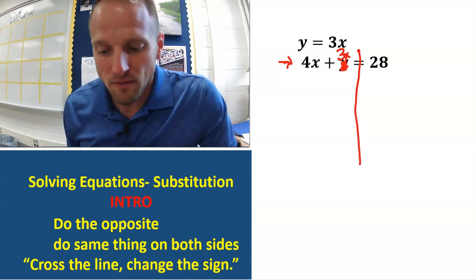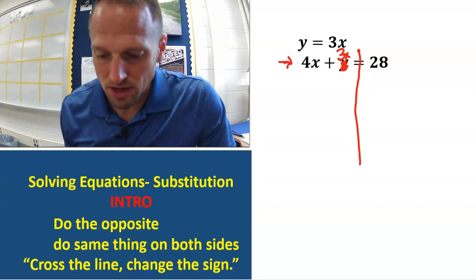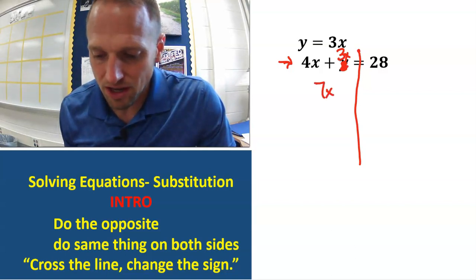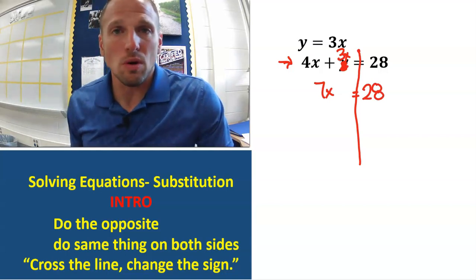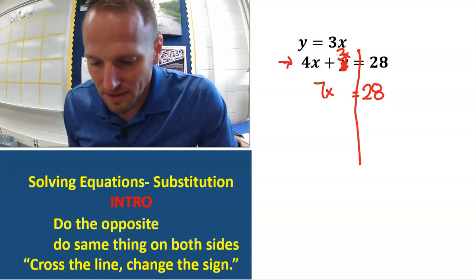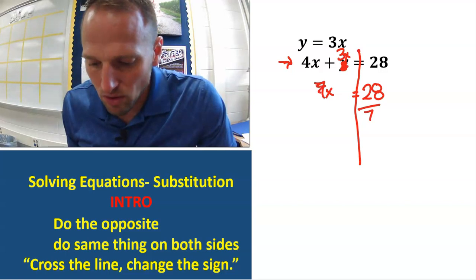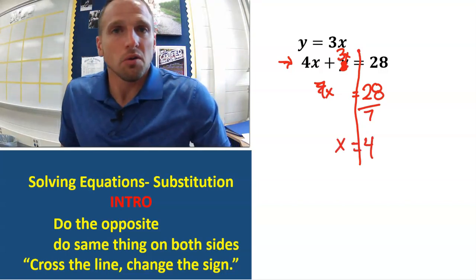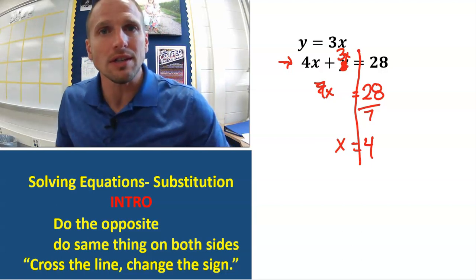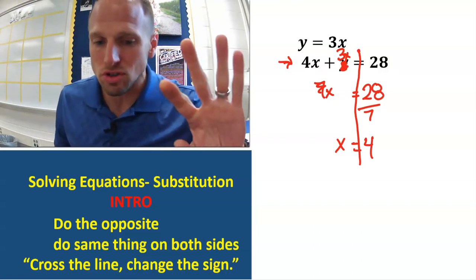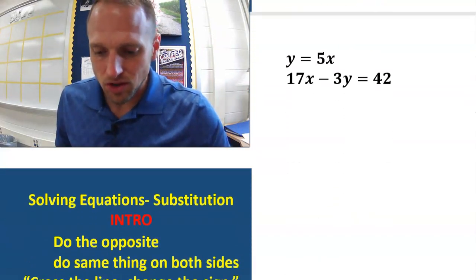So we've got 4x plus 3x on this side, so that's just going to be 7x equals 28. How do we solve that? Well, just divide the 7 over. That's 7 times x, so we divide the 7 over, and we get x equals 4. Well, that wasn't too bad, was it? Okay, very good. Like I said, it's just an intro. Let's look at this next one.